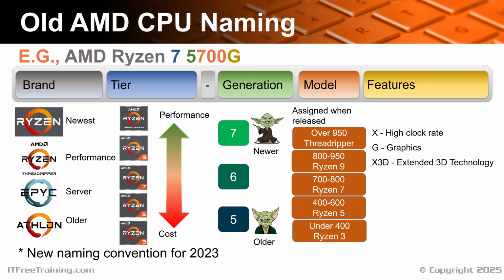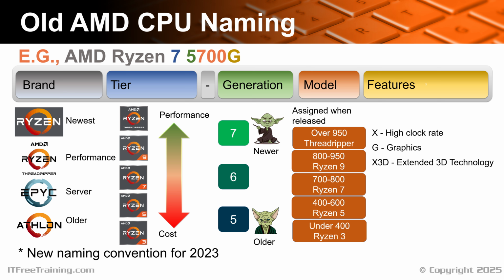If the AMD CPU ends with an X, this means that it runs at a high clock rate. For example, a 5700X will run faster than a 5700. AMD CPUs by default don't come with graphics like Intel. Thus, if you want graphics, you need to look for a CPU that ends in G or X3D.